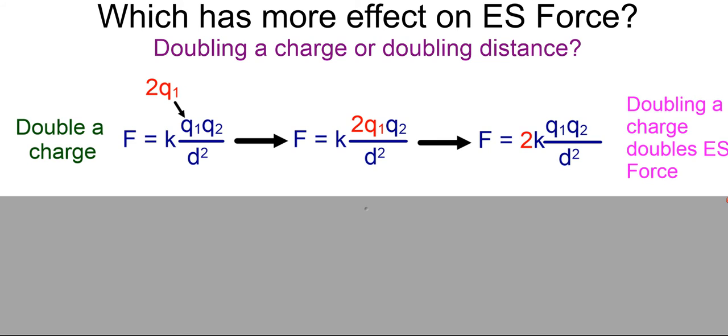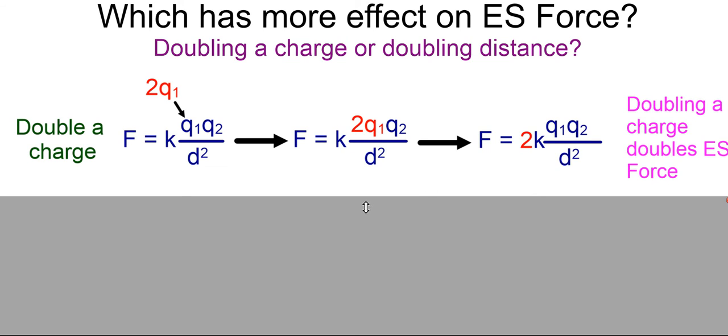All right, so let's try now substituting into this more complex formula. Here's a question: which has more effect on electrostatic force, doubling a charge or doubling distance? Let's first try doubling a charge. We'll do Q1. We'll say 2Q1 goes in there, and then the 2 can come out front. So, doubling a single charge ends up doubling the force, doesn't it?